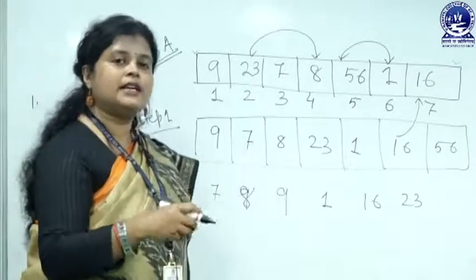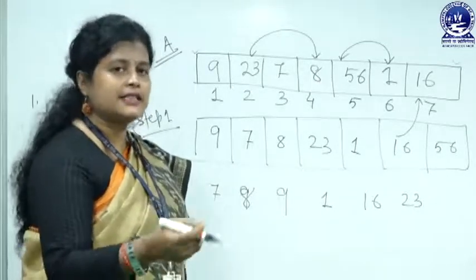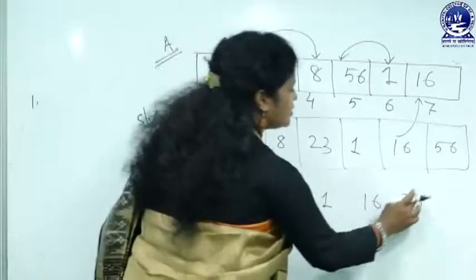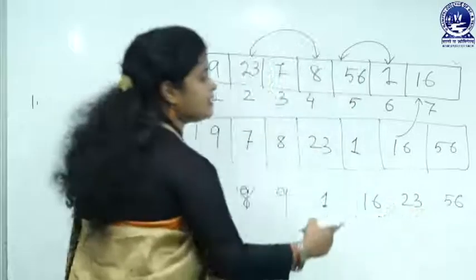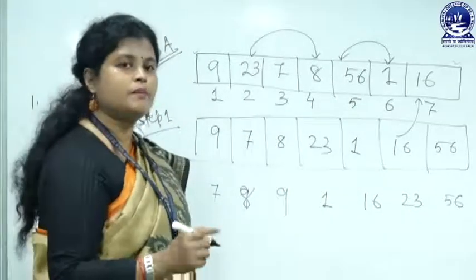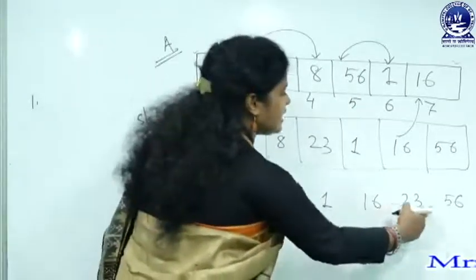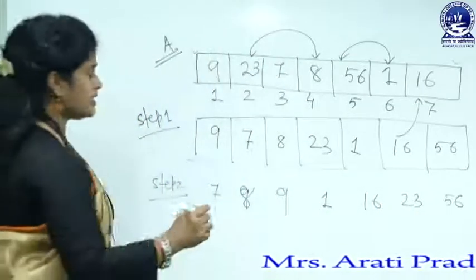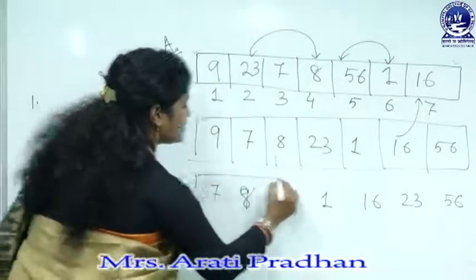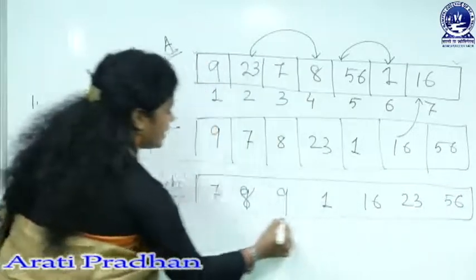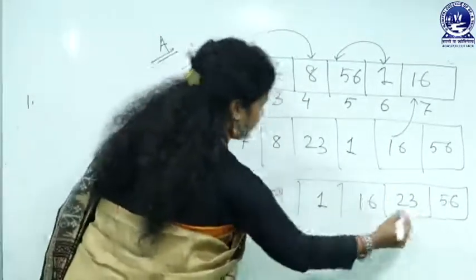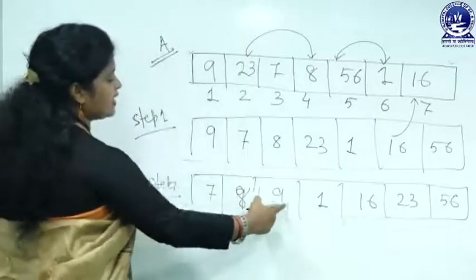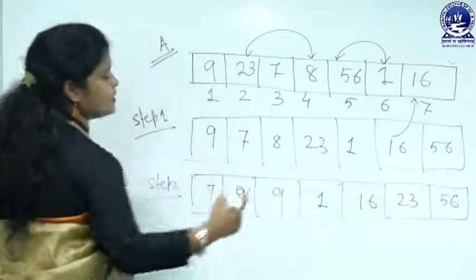It will be totally different in case of descending sorting. Then 23 with 56. As 23 is smaller than 56, it will be placed in this location, and 56 will be placed at its previous location. So after step 2, you will get this output: 7, 8, 9, 1, 16, 23, 56.